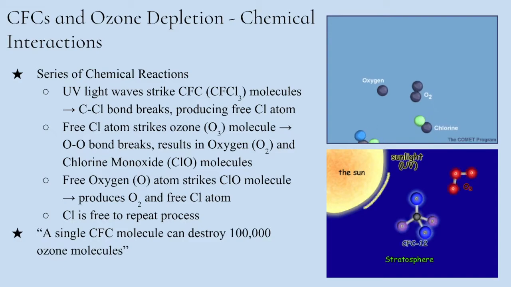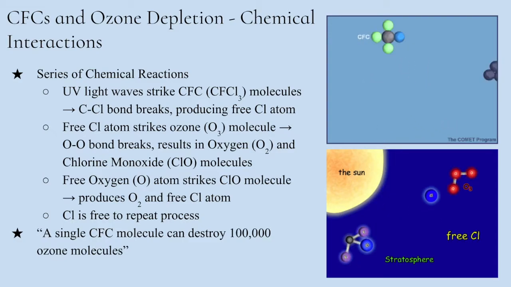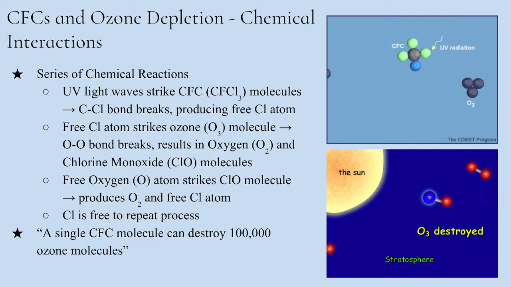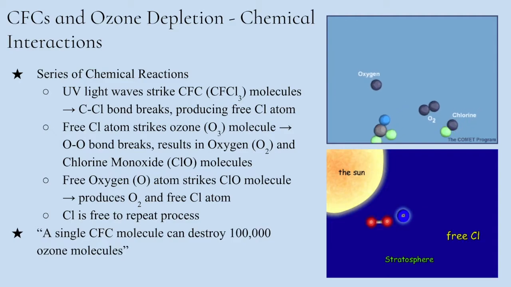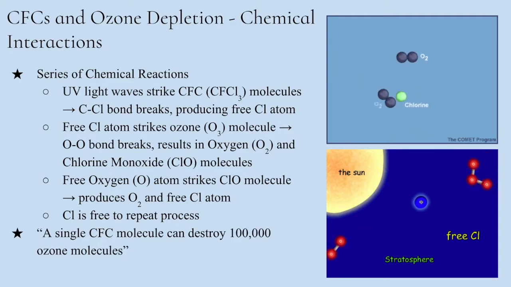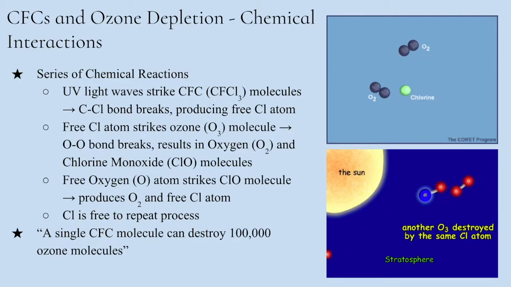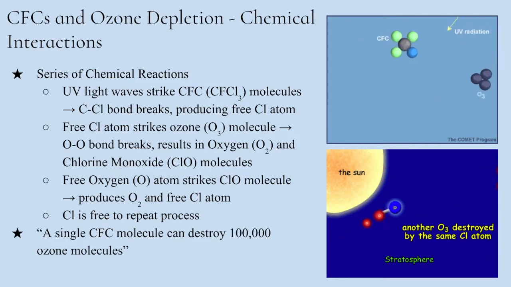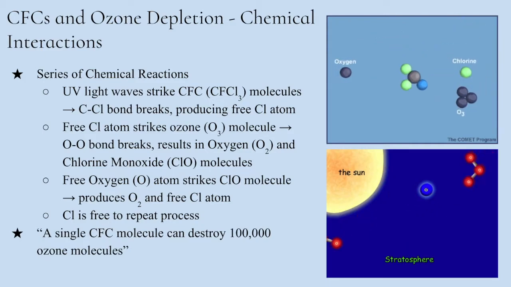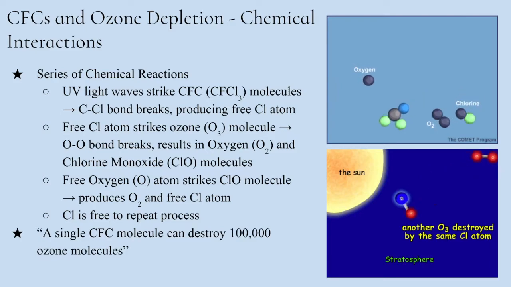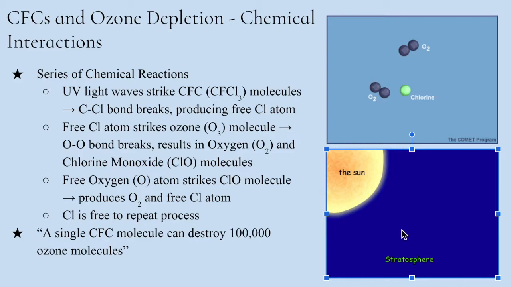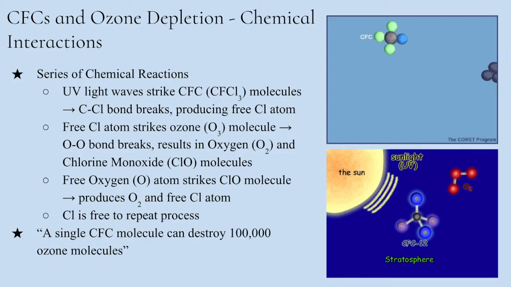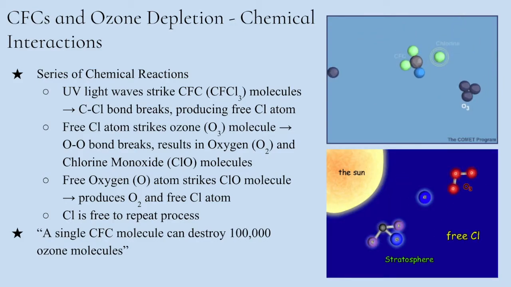When ultraviolet waves strike chlorofluorocarbons, the bond between carbon and chlorine is broken by the energy of the wave, and the chlorine atom is freed from its initial compound. Next, this free chlorine atom strikes the ozone molecule and breaks an oxygen-oxygen covalent bond, resulting in the creation of two separate molecules, oxygen and chlorine monoxide. Free oxygen strikes chlorine monoxide molecules to generate free chlorine, which starts the process all over again.